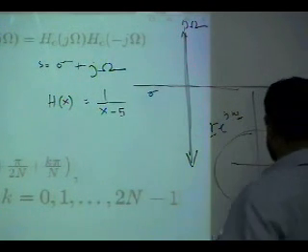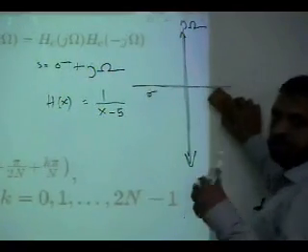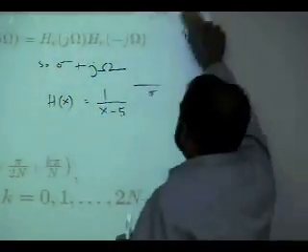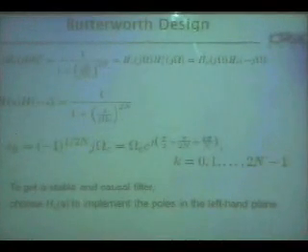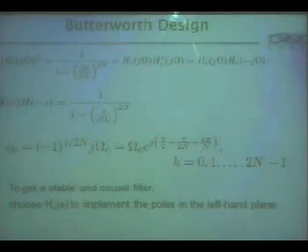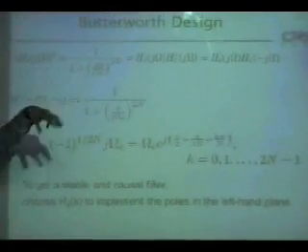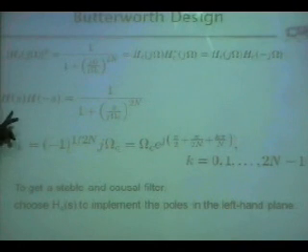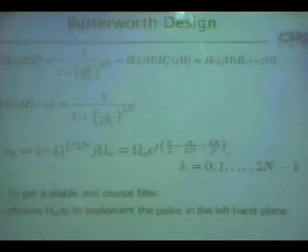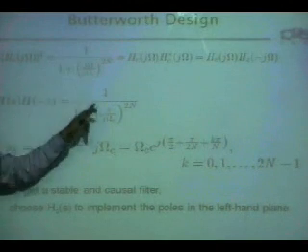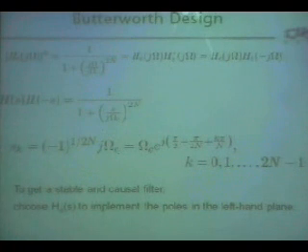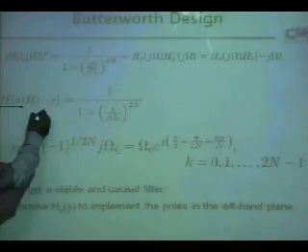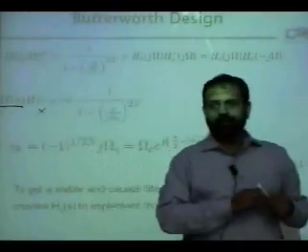The same relationship holds, and I would really suggest that you go back and revise the Laplace transform so that you know these things. A quick review of the Laplace transform will help. Not a lot, but at least go through the relationship between S and j omega, stability and all that, and the inverse Laplace transform. So this is H of s, H of minus s. H of s and H of minus s have the same expression, 1 plus (s over j omega c) raised to the power 2n. But remember, I'm only interested in H of s, not H of minus s.